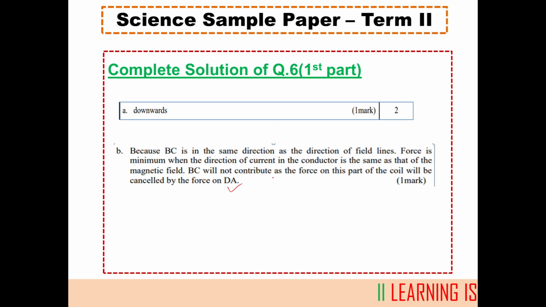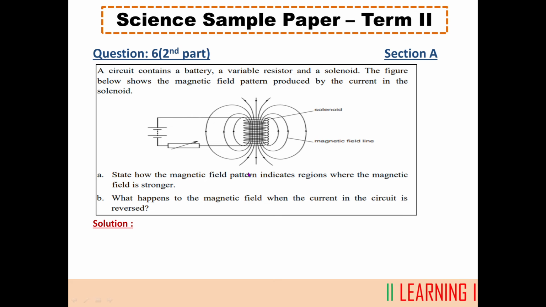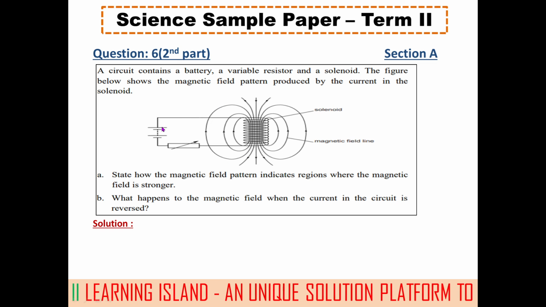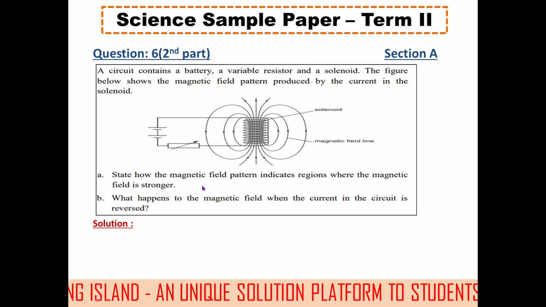So now you see, I hope this is clear to you. Now go to question number 6, second part. A circuit contains a battery, a variable resistor and a solenoid. You see there is a battery, this is the battery part, and this is the solenoid part. The figure below shows the magnetic field pattern produced.